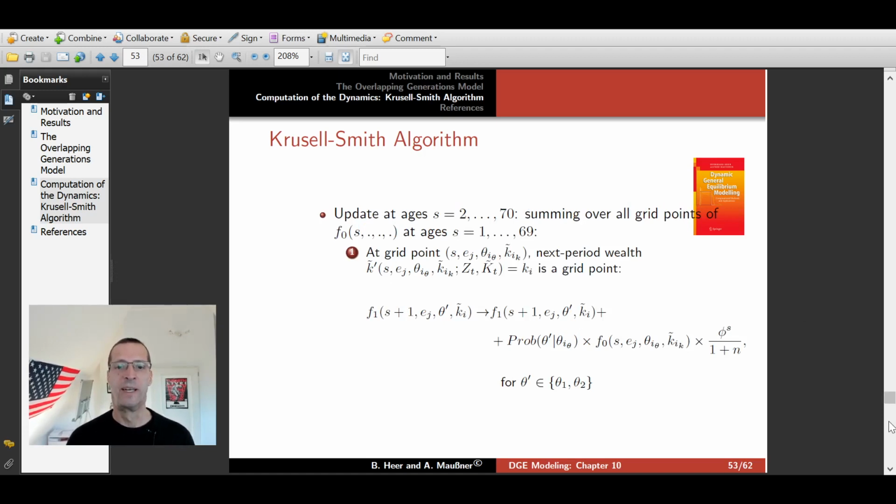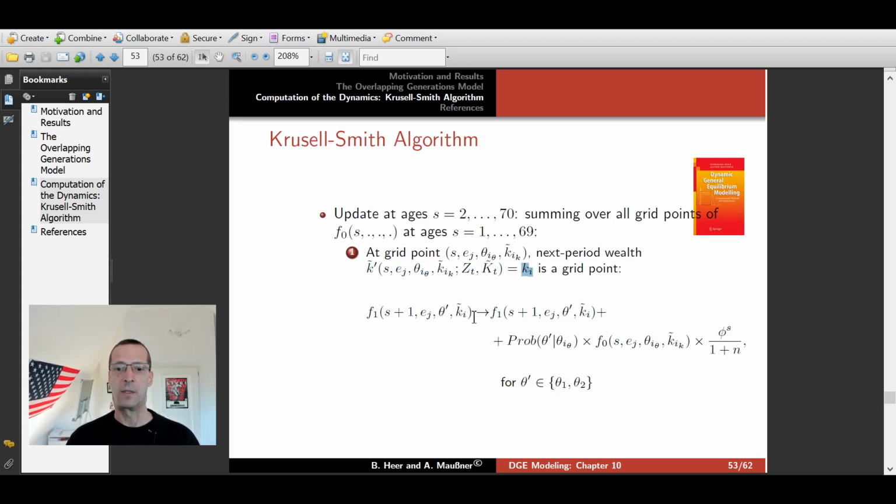Now we just need to compute the distribution F1 at age s plus 1 for s equal to 1, 2, and so on, up to 69. Now, how shall we do this? Therefore, we look at all grid points s, e, theta i, k i of the individual asset grid at ages from s equal to 1 up to s equal to 69. Compute the optimal next period wealth, k prime. And let's assume it's a grid point, k i.